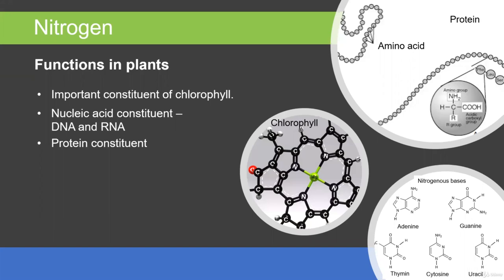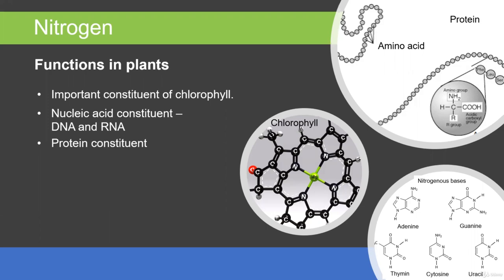So let's review the functions of some of the nutrients in plants and some of the reactions in the soil, a little bit about the cycle of some of the nutrients. So nitrogen is a major nutrient, a macronutrient. It's very important. It has important roles in the formation of chlorophyll. It's a constituent of the chlorophyll molecule. The chlorophyll molecule is the molecule that absorbs light in photosynthesis.